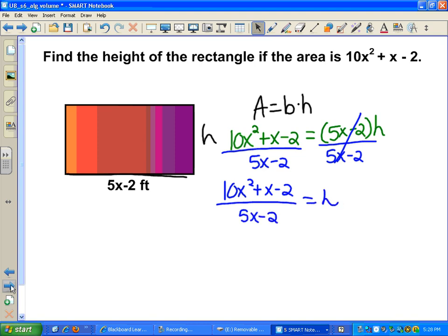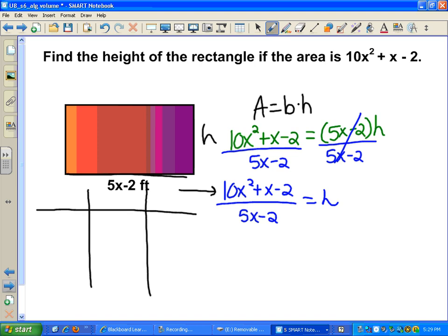So just like we did earlier in this unit, we're going to simplify, meaning we're going to try to factor. So I'm going to look at the top here, and I'm going to factor 10x squared plus x minus 2. There's no greatest common factor, so I can't do that. But I do notice that it's a trinomial. So I'm going to do the method that we learned in our last video.